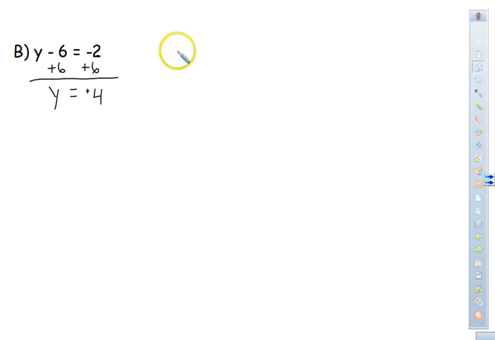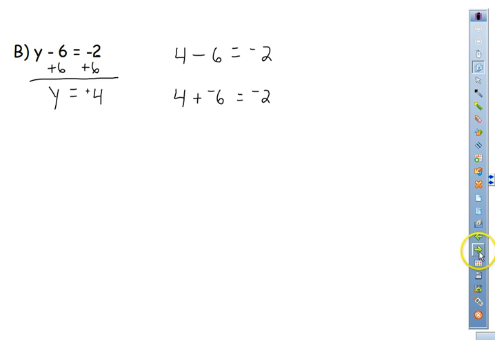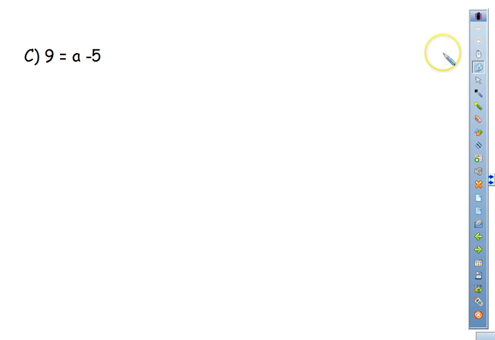And if we plug that into our equation, 4 minus 6, it does equal a negative 2. And again, in this situation, you would change it to addition, opposite of the second number, to get that answer to check the solution. And it does equal negative 2 with unlike signs. Okay? So let's look at the next one. Go ahead and hit pause and solve this.